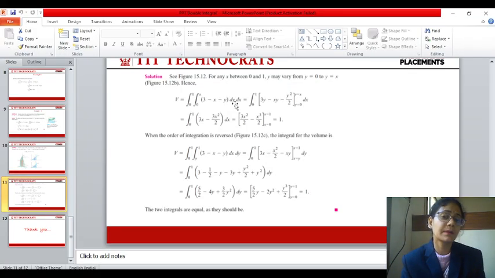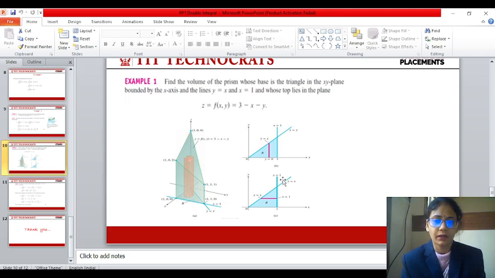So what are the limits of y? y is varying from 0 to x, and x varies from 0 to 1. You can see from this diagram here, y varies vertically and x varies horizontally. So y starts from here, where y equals 0, and goes up to this line, where the limit of y is x. So y varies from 0 to x and x varies from 0 to 1.